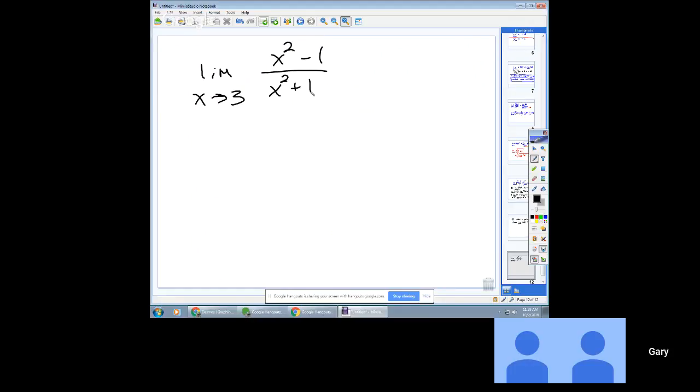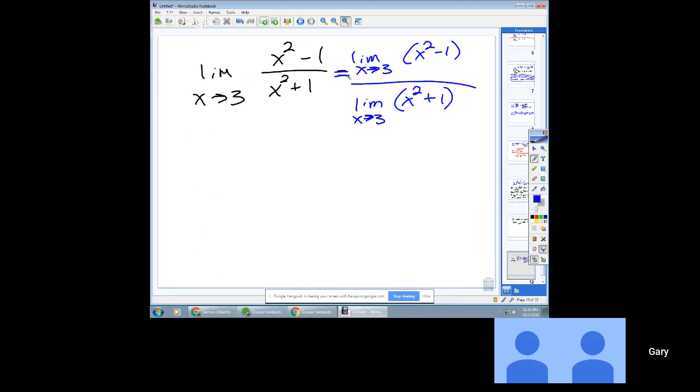You could factor if you want, but forget about factoring for a minute. There's a property that covers this. It's a few pages back. You just take the limit at the top, take the limit at the bottom, see what happens. So I can rewrite this as the limit as x approaches 3 of x squared minus 1 over the limit as x approaches 3 of x squared plus 1. And this equal sign is legal provided both of those limits work. I don't know they work yet, I'm just hoping they do. I may have written something down illegal.